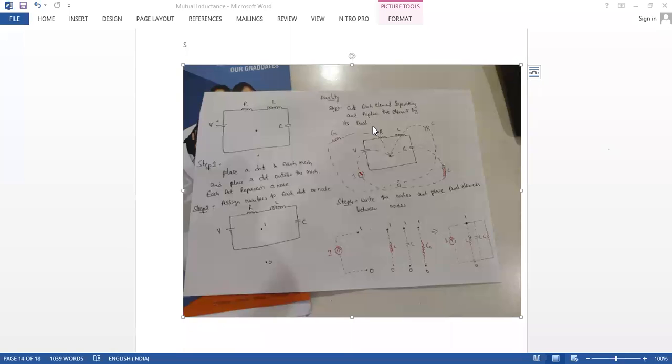Inductor's dual is what? Anyone tell me? Capacitor. Capacitor's dual is inductor. Resistor's dual is conductance. That is, the same symbol will be there.